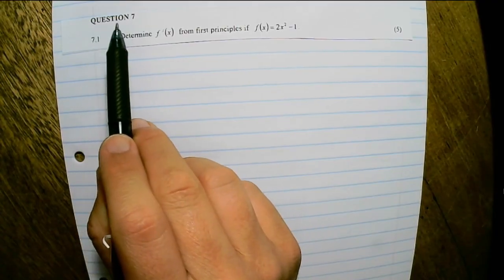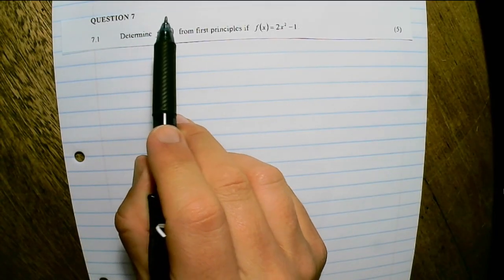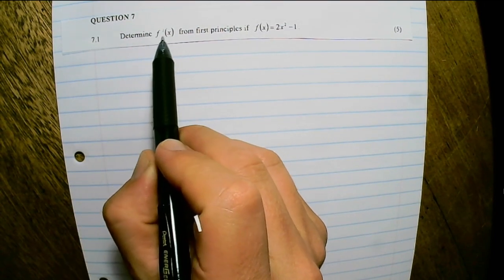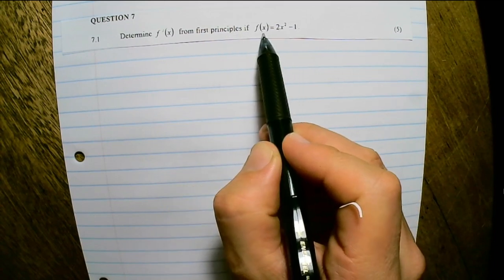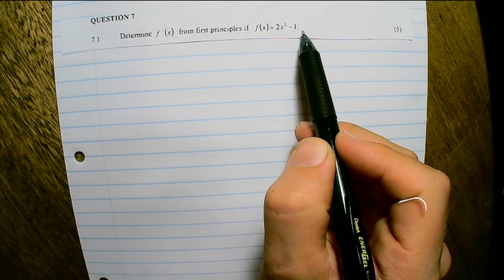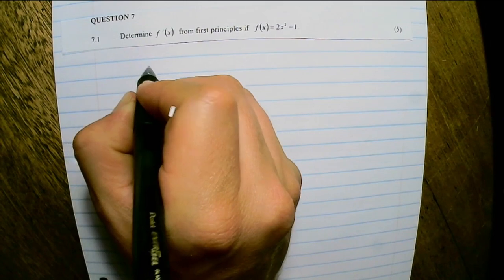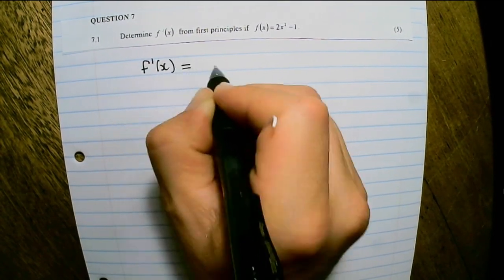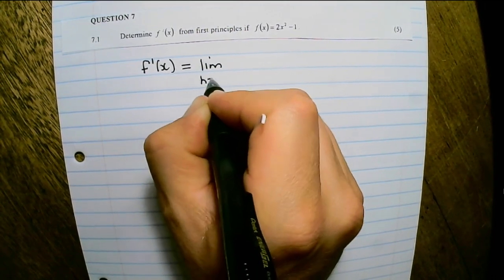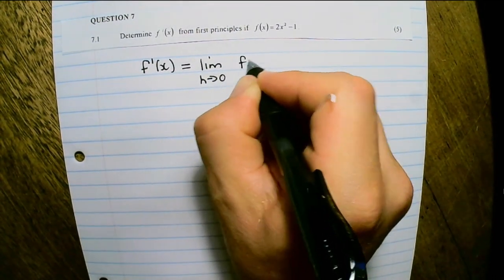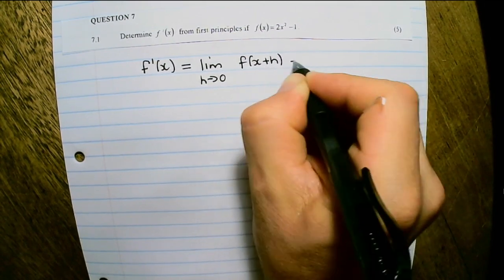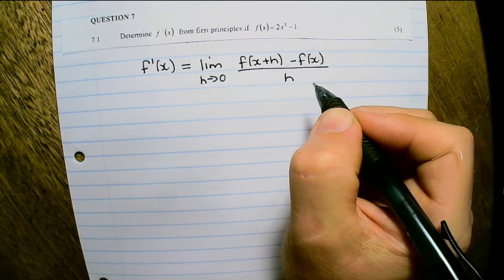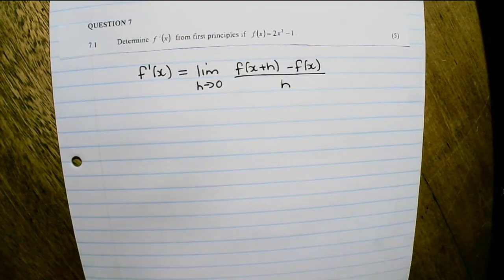Let's go on with question 7 of paper 1, November 2020. 7.1. Determine the first derivative from first principles if f(x) is equal to 2x squared minus 1. So on our formula sheet, we have f prime of x is equal to the limit of h towards 0 of [f(x + h) minus f(x)] over h. We already know what f(x) is.